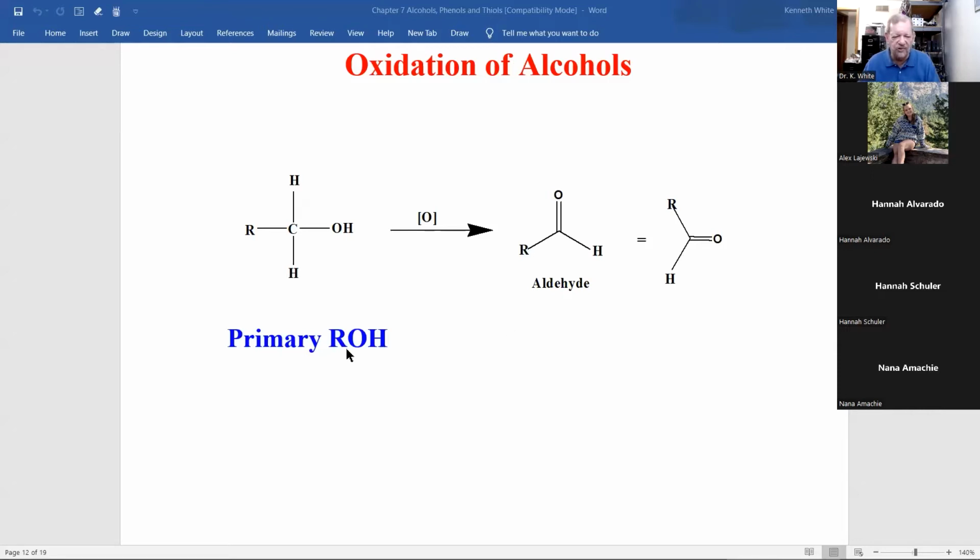Yesterday I was talking about oxidation of alcohols, and I started on primary alcohols. With a primary alcohol, O in a bracket means oxidation will produce aldehydes. And we'll learn later on about aldehydes.